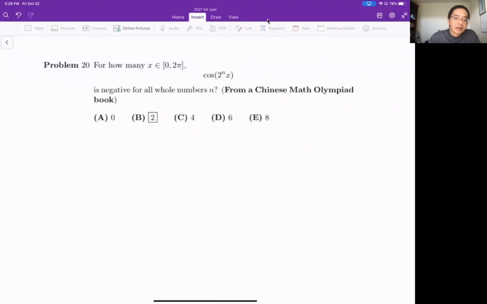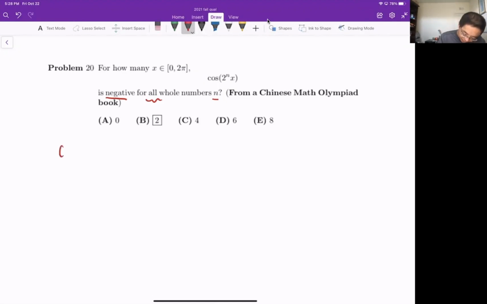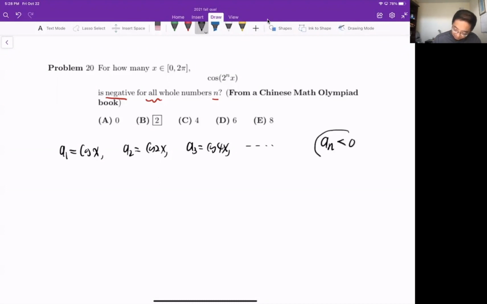Question number 20. The problem asks for how many x between 0 and 2 pi, the sequence cosine of 2^n x is negative. Okay, so we want it to be negative for all whole numbers n. So n starts from 0, 1, 2, and all the way to infinity. All right, so let's look at the sequence. The first one is a1, which is cosine x, a2, which is cosine 2x, a3 is cosine 4x, and so on. Now we want all the terms a_n to be negative, less than 0, and that's what we want.